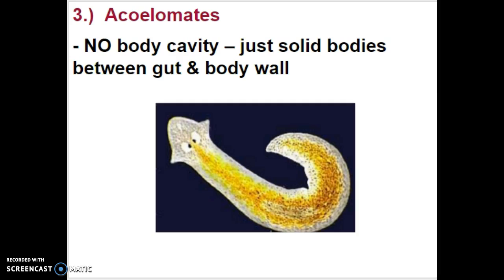And some animals, very simple ones, have no body cavity. They are acoelomate. So they're just solid flesh between their gut and their body wall. A flatworm is an example of an acoelomate. Flatworms breathe through their skin, they digest food through their skin, and they also reproduce through their skin. So acoelomates have just layers of tissue, that ectoderm, endoderm, and mesoderm, between their gut and their body wall, so they don't have a true digestive system.